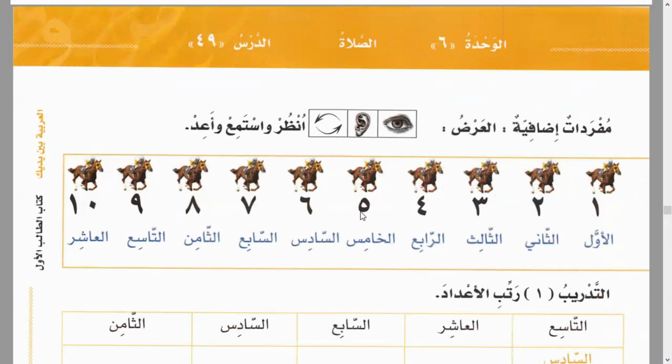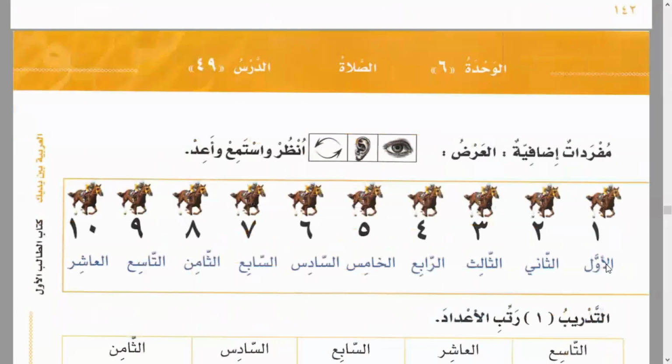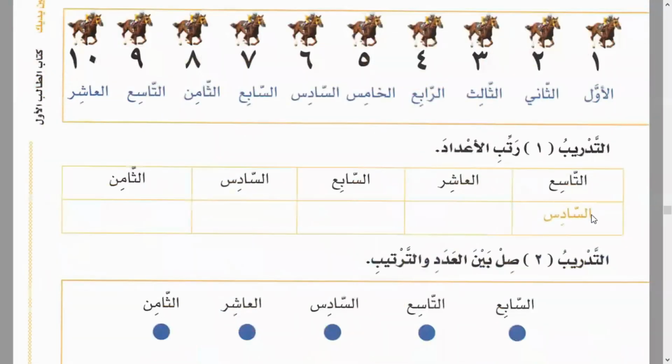انظر واستمع وأعد. الأول. الثاني. الثالث. الرابع. الخامس. السادس. السابع. الثامن. التاسع. العاشر.